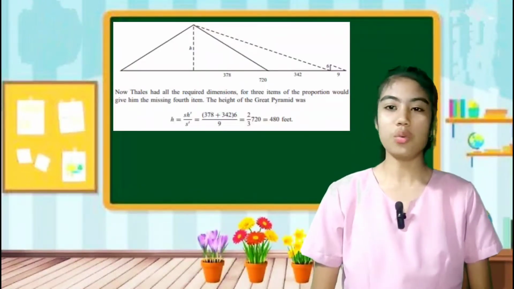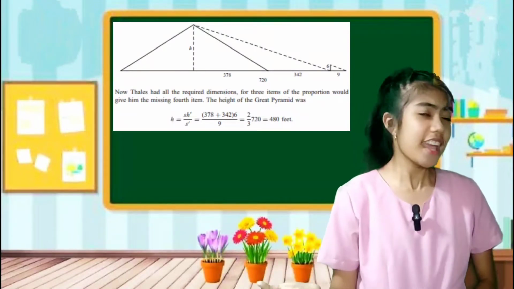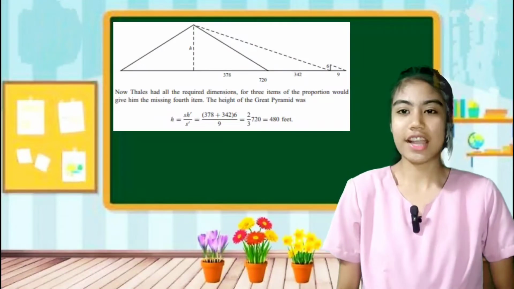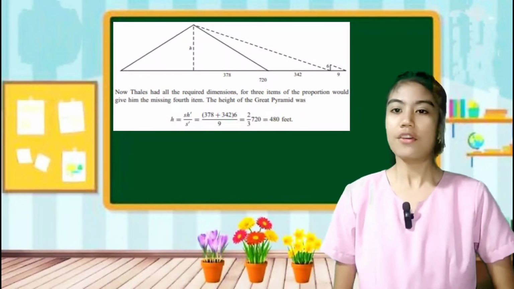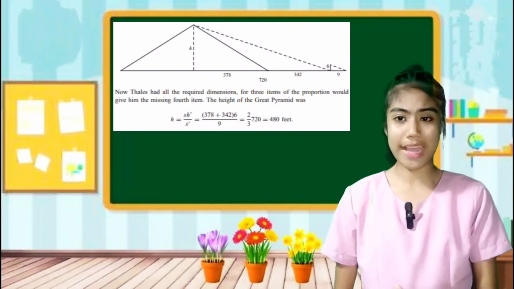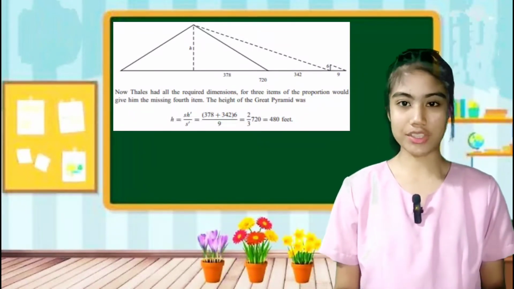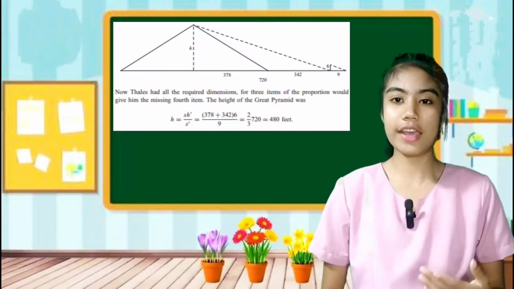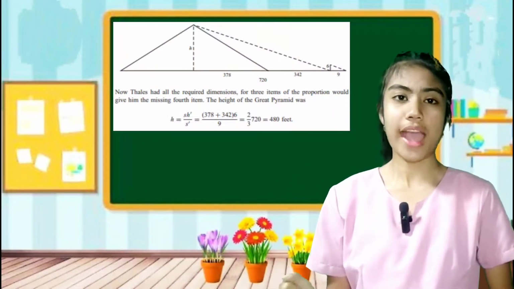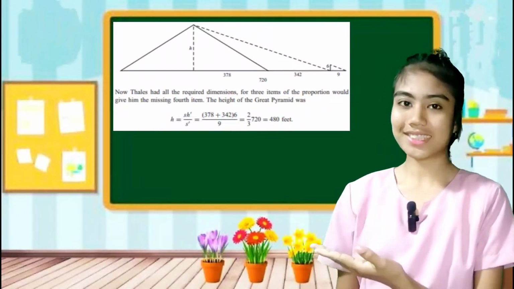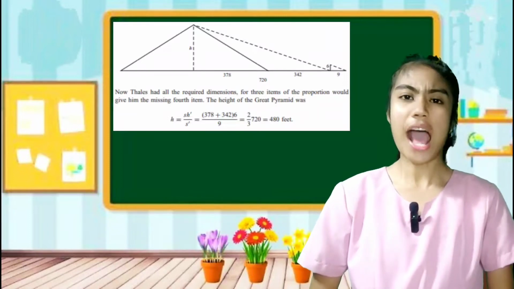Thus, Thales knew already the distance along each side of the base of the Great Pyramid was 756 feet and that his staff was 6 feet long. So it was necessary only to measure the shadow of the pyramid and the shadow of the staff. It was 342 feet from the tip of the pyramid shadow to the edge of the base, and the shadow of the staff measured 9 feet. Now, Thales had all the required dimensions, for three items of the proportion would give him the missing fourth item. The height of the Great Pyramid was h = (378 + 342) × 6/9 = 2/3 × 720 = 480 feet.